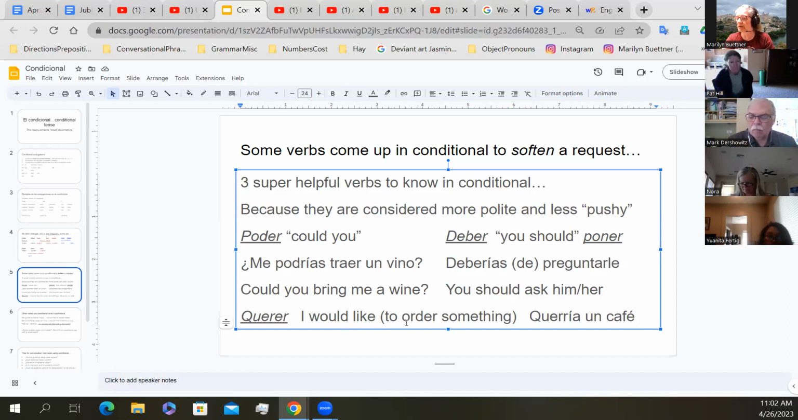Querer, would like to order something. Querría un café is one way of saying, I would like a coffee. Even though I know it means want, in English, we wouldn't say I would want a coffee. We would say I would like a coffee. So this is one use. So here's what you're going to hear. Those are some of the ideas you're going to hear in the video.